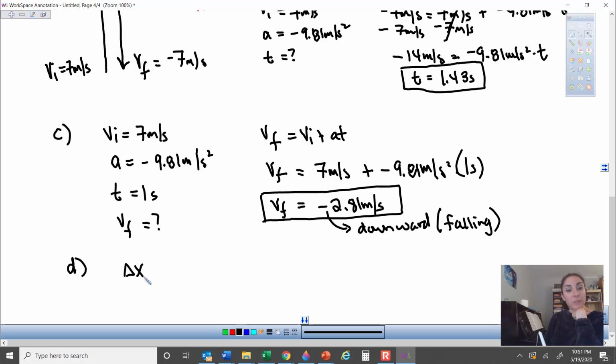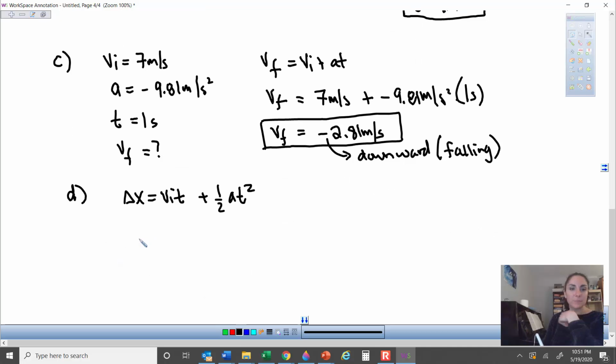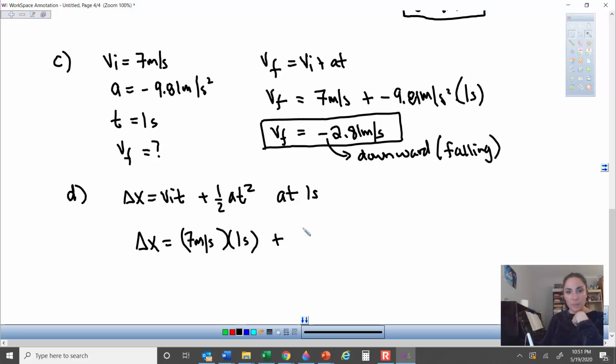So this is when this equation does come in handy because I have time. I don't have to use the quadratic. So where is it at 1 second? Where is it? It's the delta x. So the initial velocity is 7. The time is 1 second. Plus 1/2 a t squared. There you go.